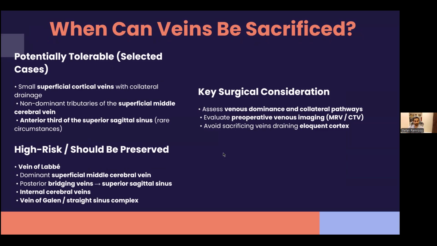As said before, the anterior portion of your superior sagittal sinus has also been ligated in select cases due to greater collateral venous drainage. However, several venous structures should always be preserved. That would include your vein of Labbé, which is often the dominant venous outflow of your temporal lobe, the superficial middle cerebral vein when dominant, and your bridging veins entering the posterior superior sagittal sinus. And as we said before, the deep venous system.